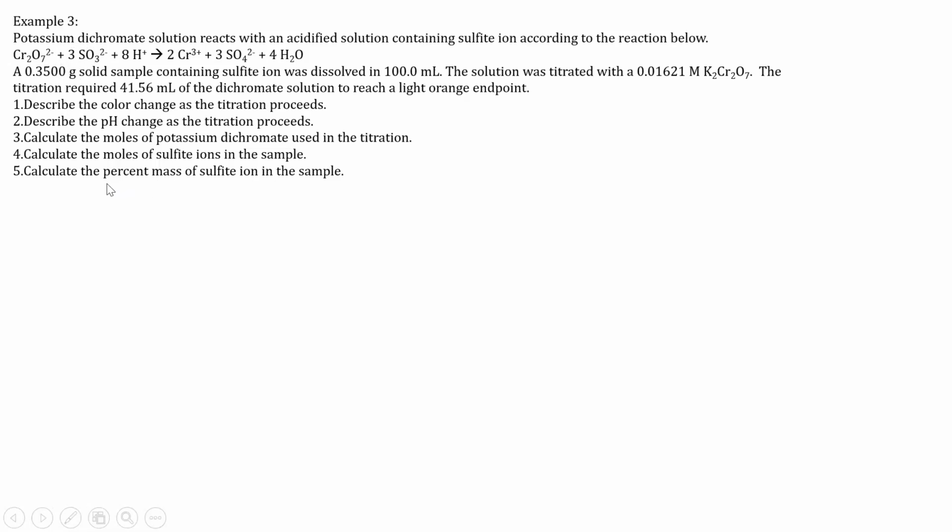And then finally, in step 5, calculate the percent mass of sulfite ion in the sample. Once you find the number of moles of sulfite ions, you can multiply by the molar mass of SO3. Of course, it's got a -2 charge, but that does not impact the mass. So multiply by the molar mass of SO3, and then take that mass and divide by the mass of our sample, which was 0.3500 grams, and multiply by 100 to find the percent mass of sulfite ions. That's it.